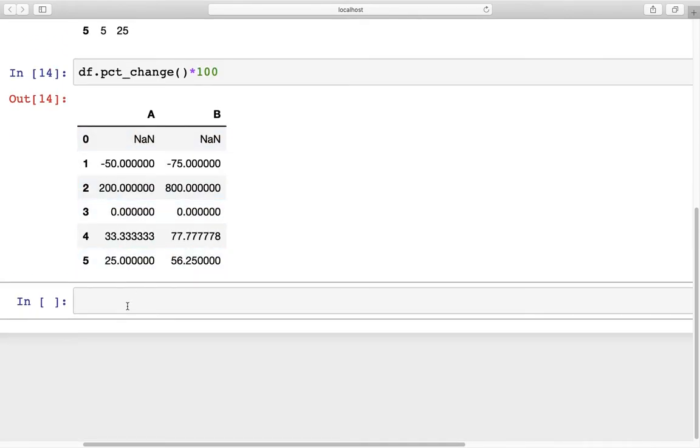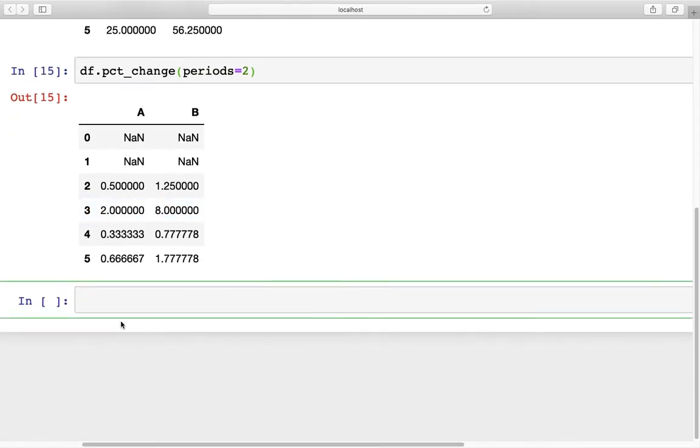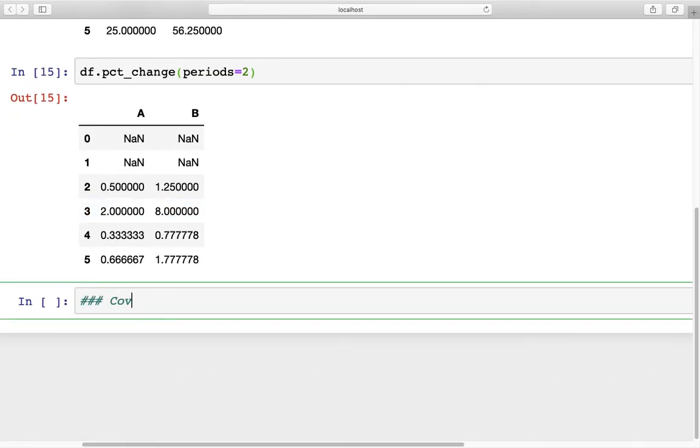Similar to the series, when we are working with a data frame and we are trying to calculate the percent change, we can also specify the periods here as well, and we can get a similar output as we saw before with the data frames. Next, let's look at covariance.